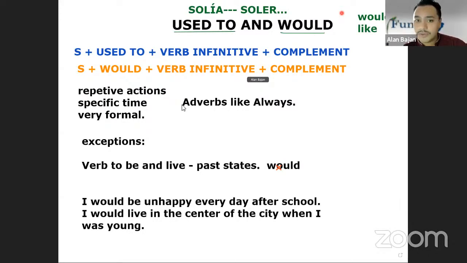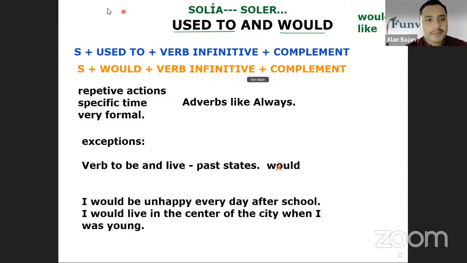That's why we don't use would with the verb live. I would live in the center of the city when I was young, that's not possible. Because if you use would, that means that every day you moved to the center of the city. Solo se puede vivir una sola vez en el idioma inglés. Does it make sense?